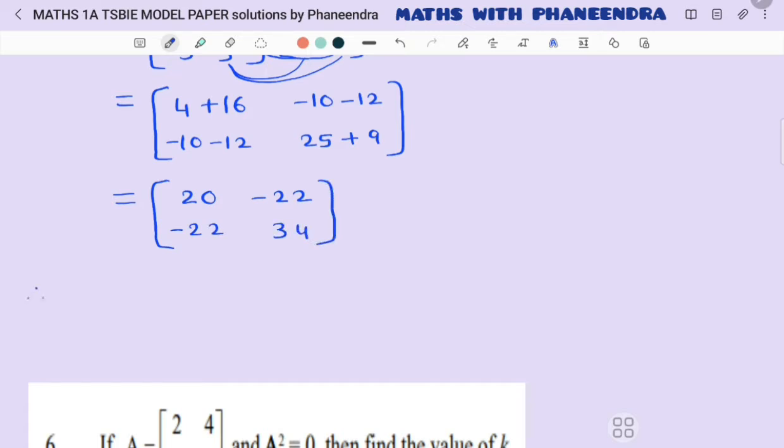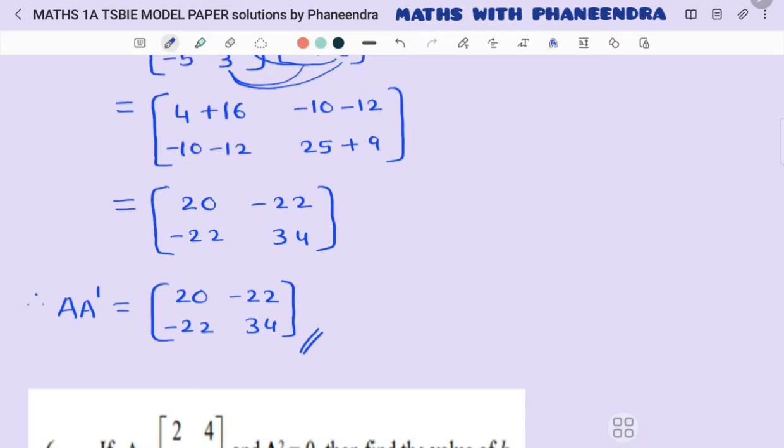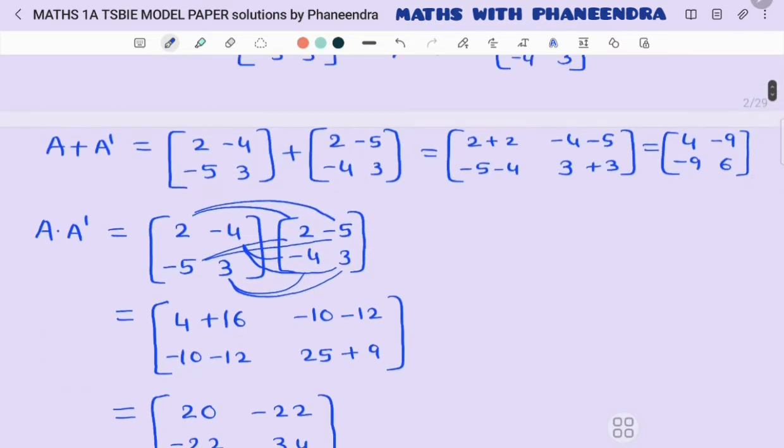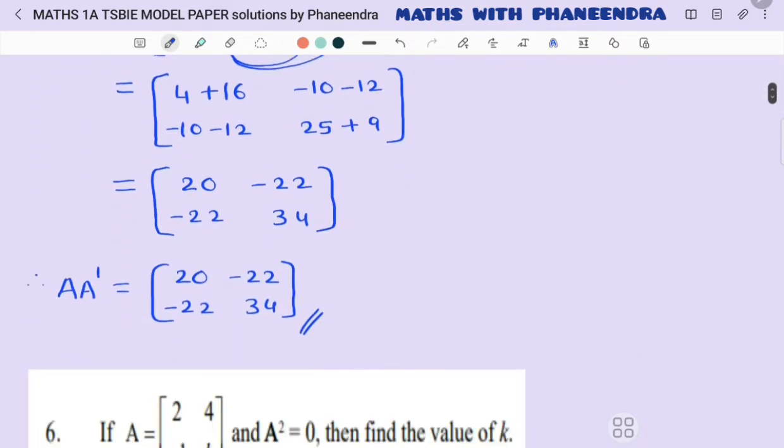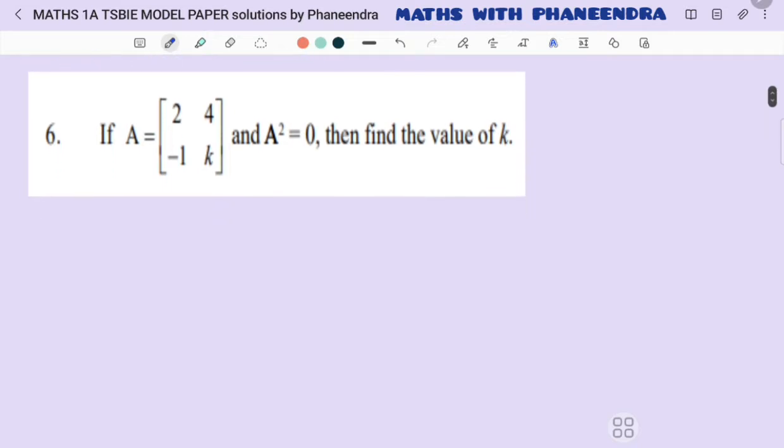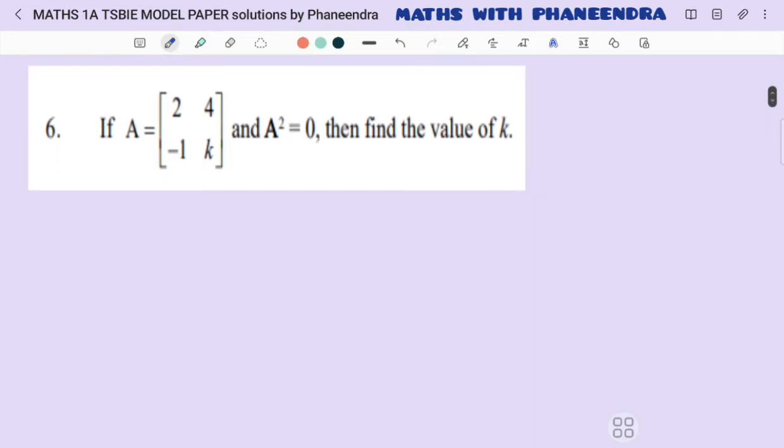Therefore A A dash is equal to [20, -22; -22, 34], and A plus A dash is already done above. I hope you understand it, students. We'll move on to question number 6.